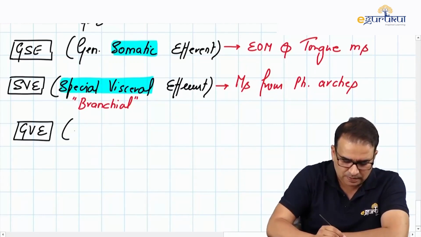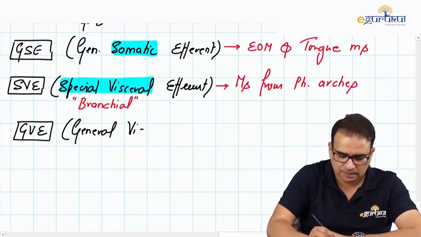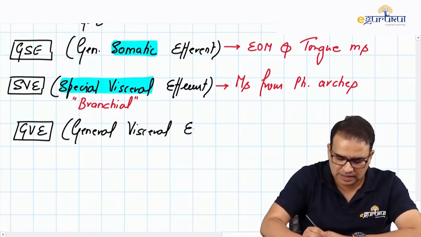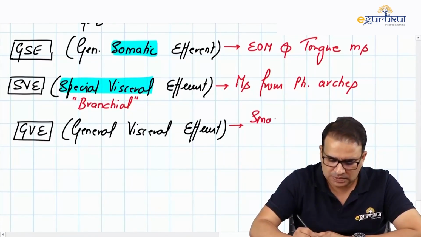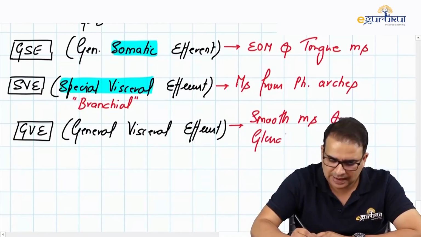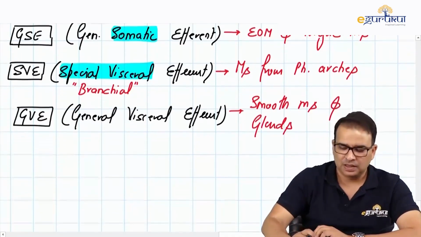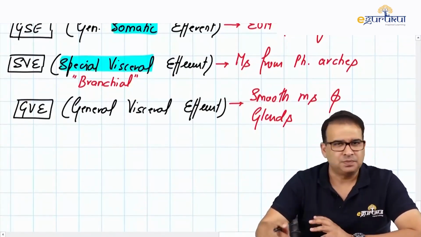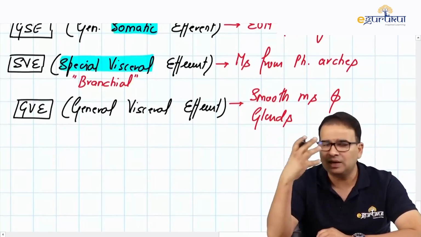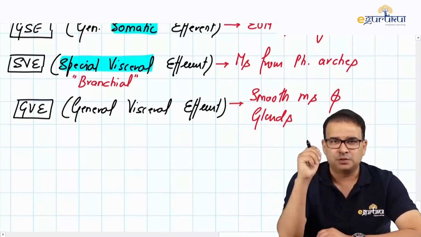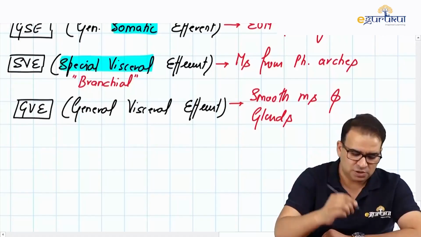GVE stands for general visceral efferent. And this column is to supply what muscle? It is to supply the smooth muscles, and it also supplies glands. It's a very important column. It's an autonomic column. It supplies the smooth muscles and glands. Whatever gland you talk about, lacrimal, parotid, submandibular, sublingual, all the glands of head and neck, even beyond, the smooth muscles in the gland are taken care of by the GVE column.